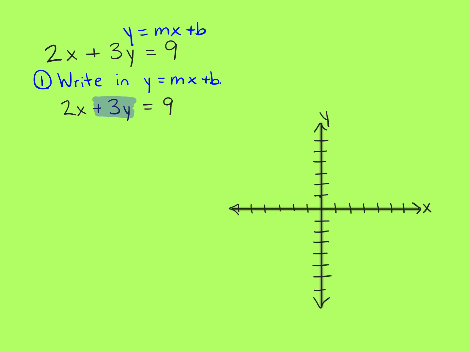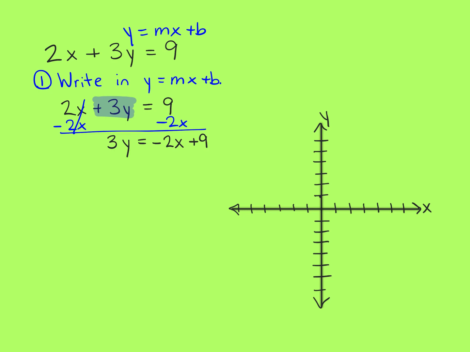To do that, we're going to get rid of 2x by subtracting 2x from both sides of the equation. It'll cancel on the left side, and we just have 3y, the y term by itself. On the right side, we have 9 minus 2x, which are not like terms, so they cannot be combined. So we just bring them down. I'm going to write my x term, -2x first, and then my constant, +9 last.